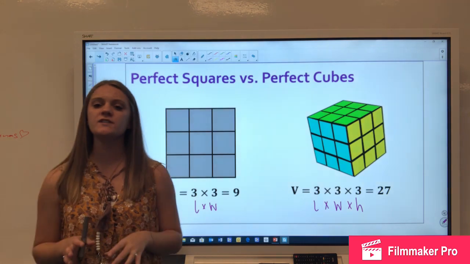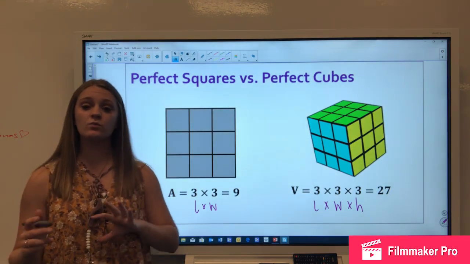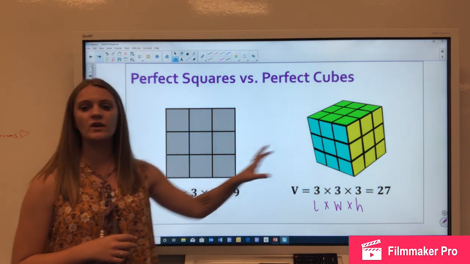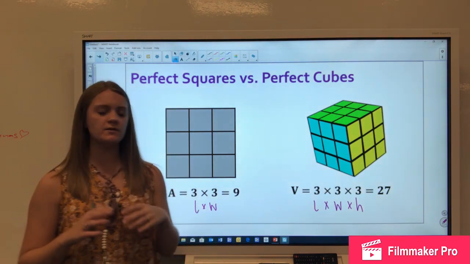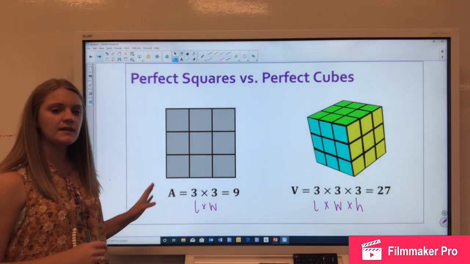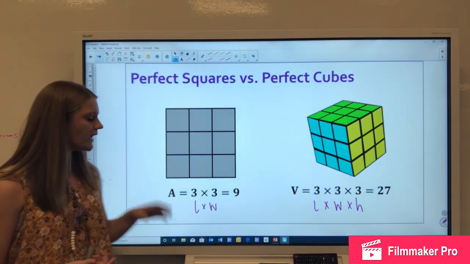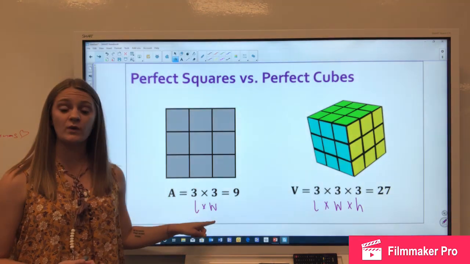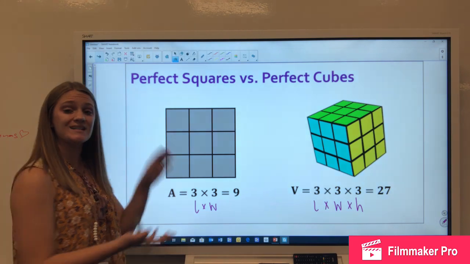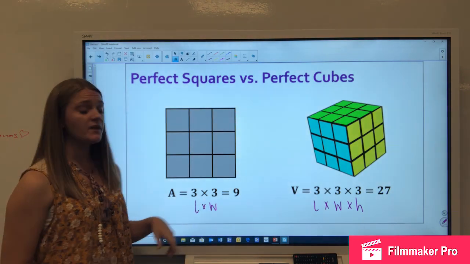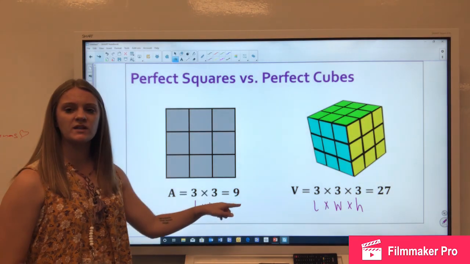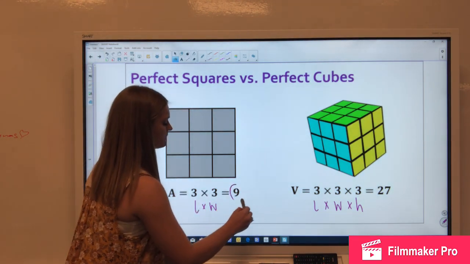So it's easier to understand these two concepts if you bring it to the real world and think about two-dimensional and three-dimensional shapes. So perfect squares being two-dimensional squares. And so let's look, I like to relate it to area. So the area of a square is length times width. Well, since it's a square and it has equal side lengths, the length and the width are the same number. So when you square the same number, you get that resulting perfect square.